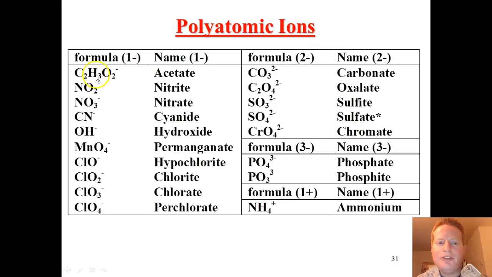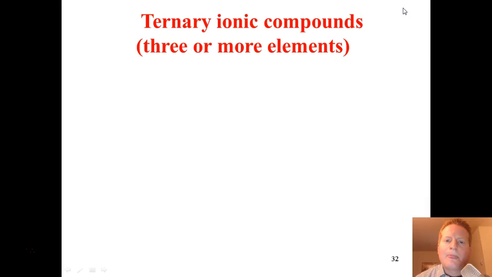So for example, this chunk here, C2H3O2 with a -1 charge, that's called acetate. That's a polyatomic ion. Carbonate is also a polyatomic ion, so is sulfate. All of these different things are polyatomic ions essentially, and it's because they're made of many atoms. Thus far, we've only used something called monoatomic ions, which is just ions that have a single atom in them. But these have many, and so this is going to make different types of compounds essentially.